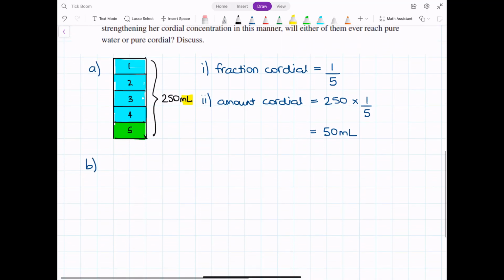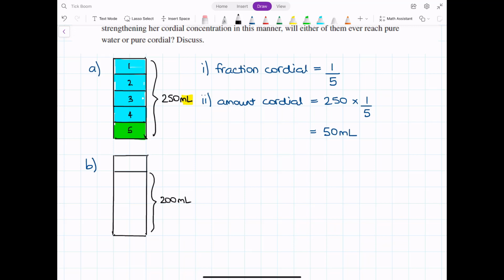So maybe what I'll do is I'll draw up another glass to try and represent what's going on here. So we've got the same 250 milliliter glass of cordial. But we're told that 50 milliliters has been consumed, so that's now empty. So really, in terms of cordial, the amount remaining is 200 mils.